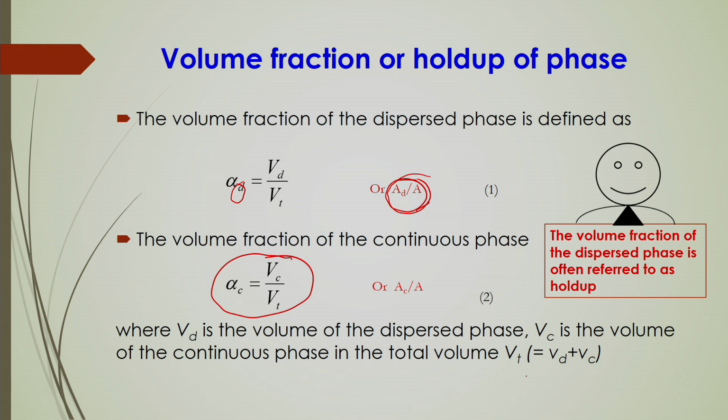So, in this case V d is the volume of the dispersed phase and V c is the volume of the continuous phase in the total volume of V d and V c. So, in this case the volume fraction of the dispersed phase is often referred to as the hold up. So, you have to remember that hold up means the volume fraction of the particular phases, so either it may be the continuous or dispersed phase.